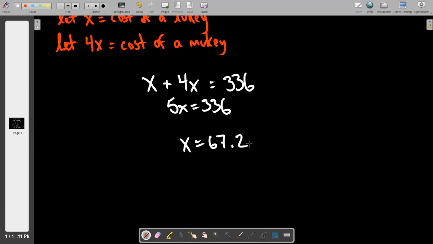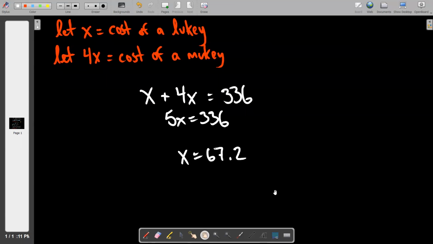We have to go back now and say, what is x? What is it? Contextual, please use the context. It says it right in our declaration. What is x? It's the cost of a lookie. So I want to go off to the side now and say a lookie costs $67.20.